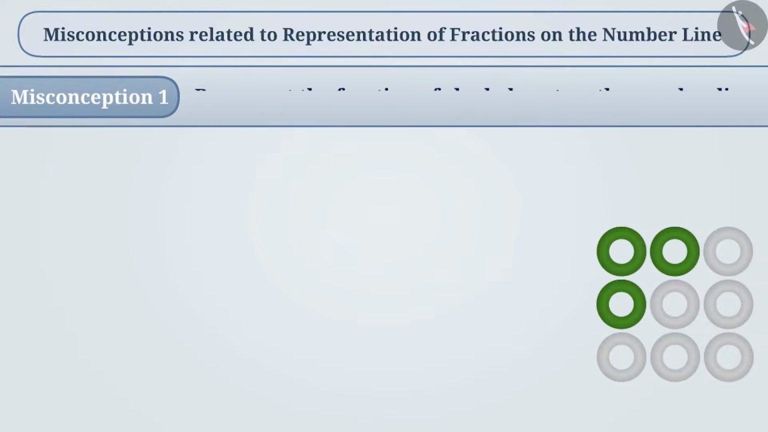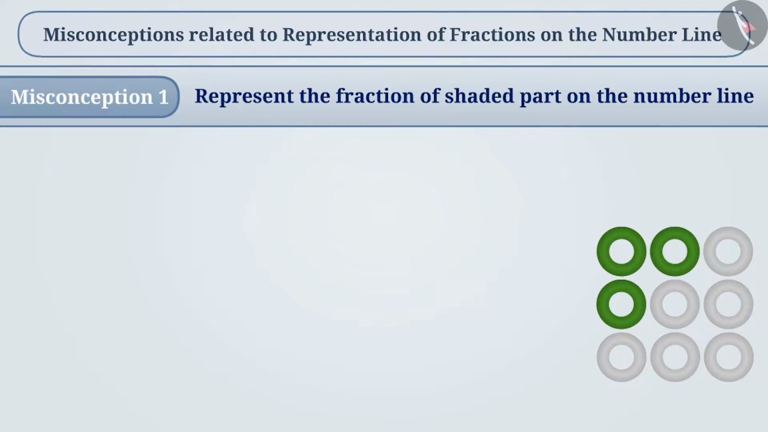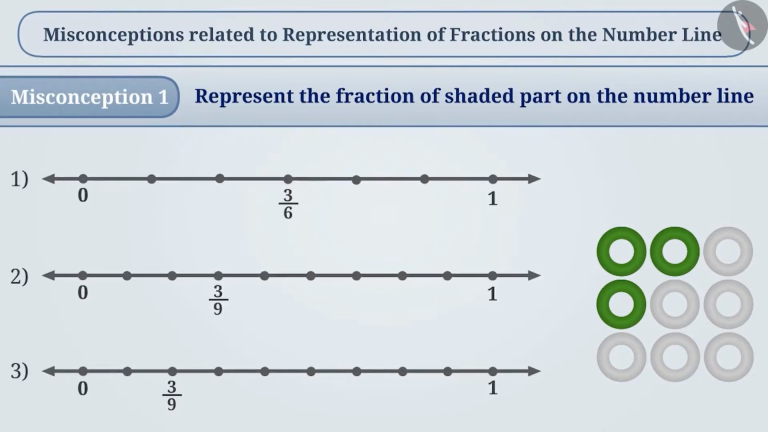Misconception 1. Represent the fraction of the shaded part on the number line. Most of the times, fraction of shaded part is identified incorrectly. As the 3 parts in the given figure are shaded, the numerator is 3 and the remaining 6 parts is taken as the denominator and the fraction is represented as 3 by 6.